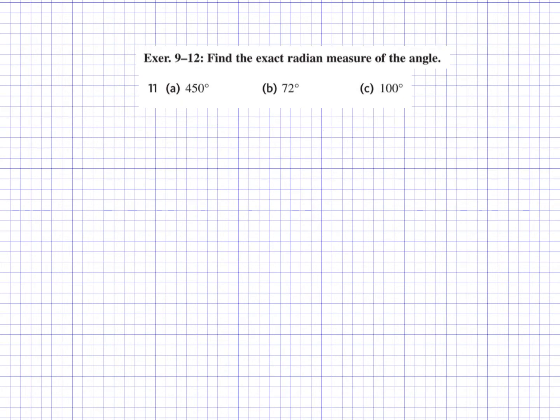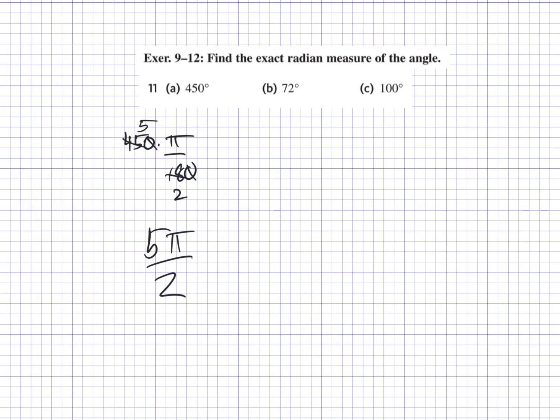Find the exact radian measure of the angle. Again, radian measurement, 450 times pi over 180. Both are divisible by 10 and then by 9. So this would be 5 pi over 2.